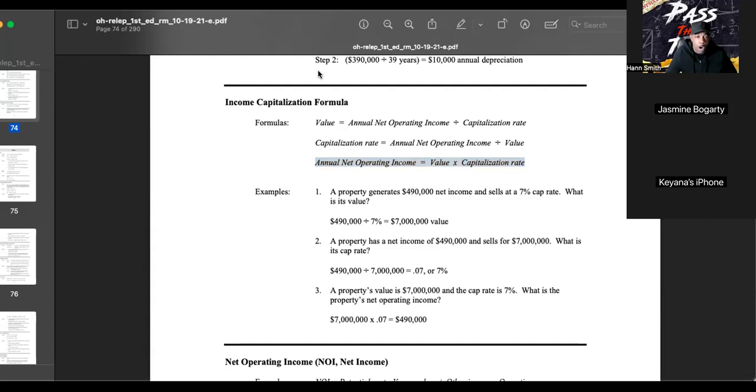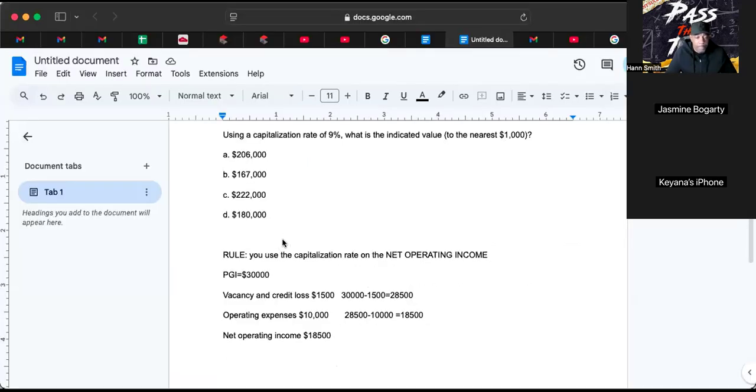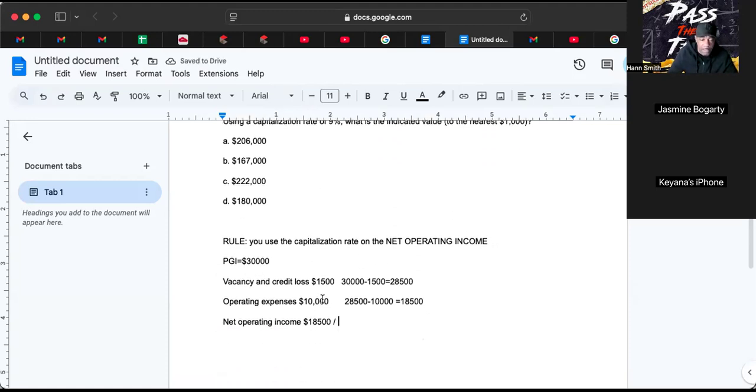So going back to our problem here on the sheet, our net operating income is 18,500. So it said that we divide that by the capitalization rate. So we're just going to take divided by, they said the capitalization rate was 9. I should have actually put that down here somewhere. Probably here. We'll do it right here. I'll just put it down here.